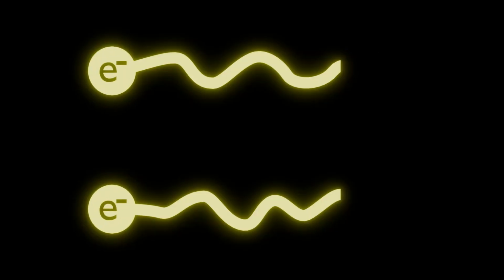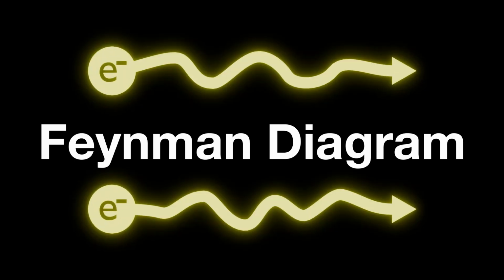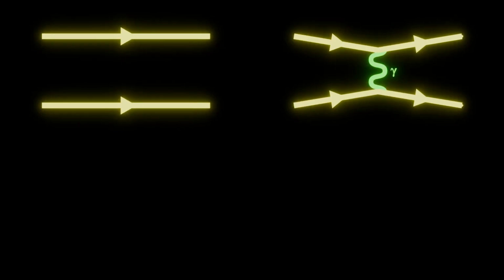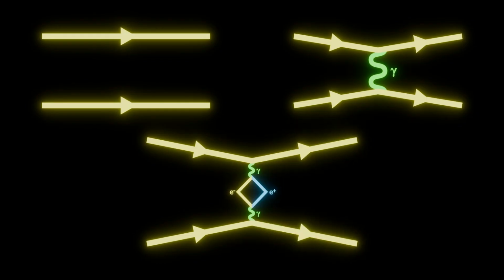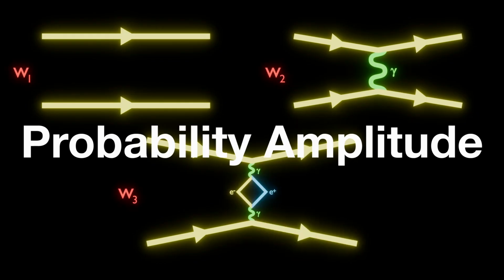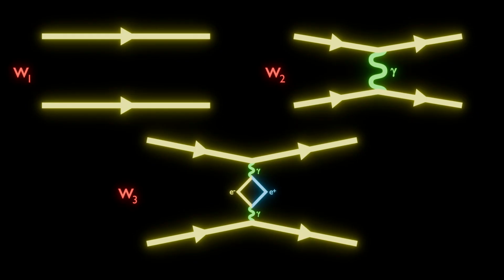Now imagine you have two electrons. To figure out how they're going to interact, we can draw something called a Feynman diagram, and it's basically a really efficient way of representing the complicated math of QFT. Each Feynman diagram is a possible interaction, and the math gives us a special weight for each one called a probability amplitude. To figure out what actually happens, we take a weighted average of all the interactions.